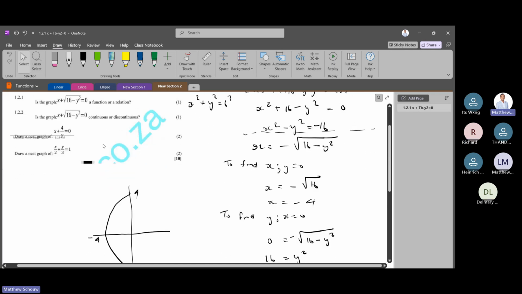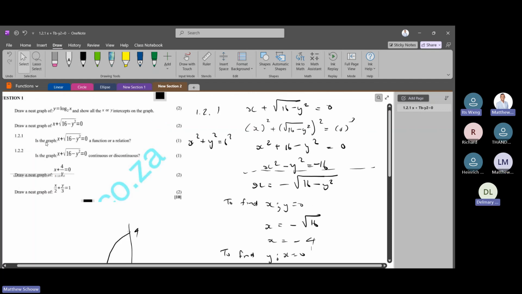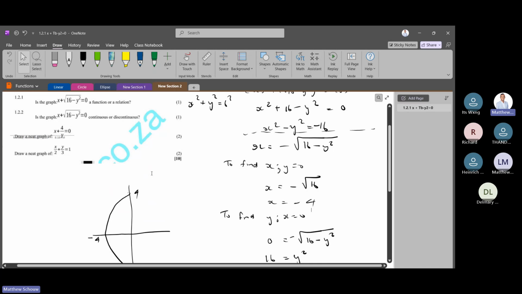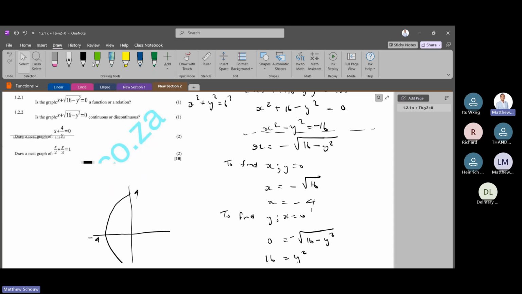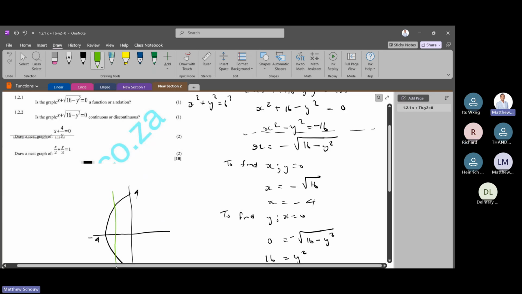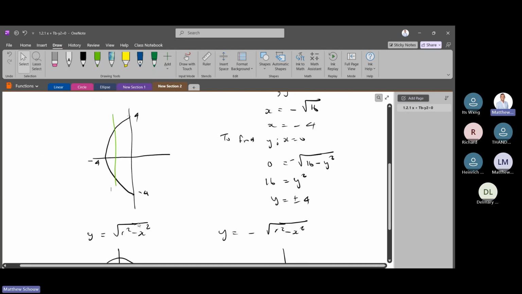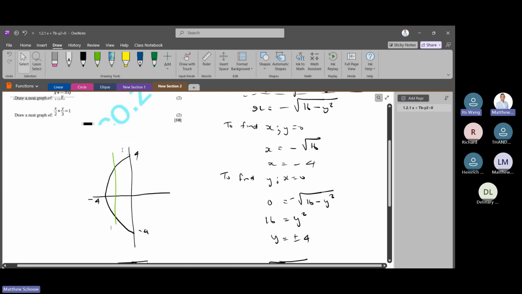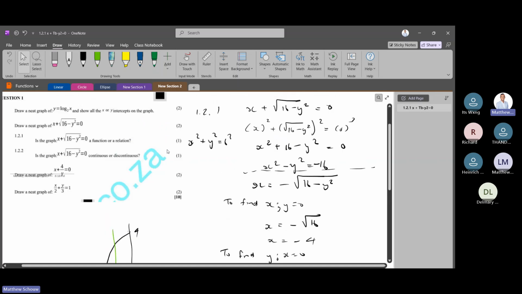Is the graph a function or relation? You should know by now, right? You draw a line here. What is it? It cuts it twice. The vertical line test. Remember that one? So, relation, right? You get two outputs. Obviously, it's continuous, am I right? You don't lift up the hand, right? Continuous graph. It's another mark for you.